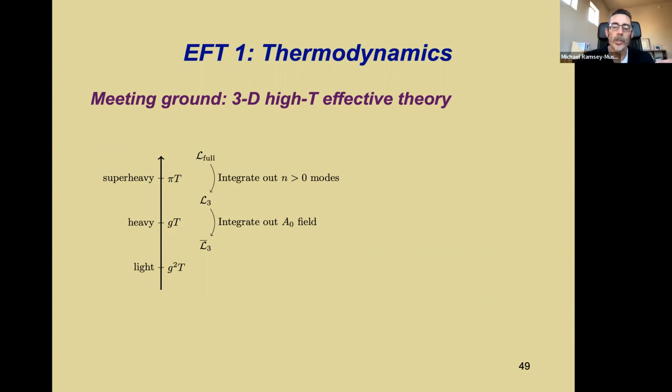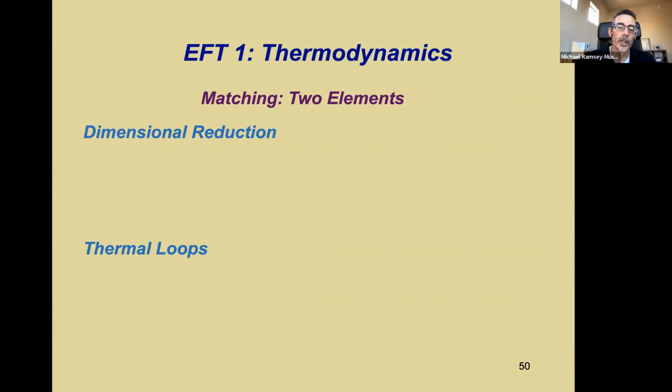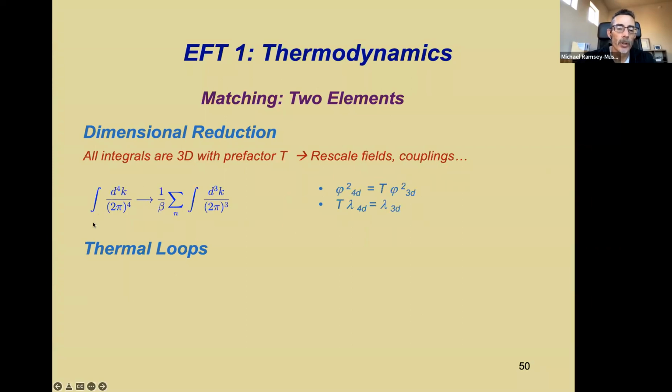Now, in doing that, there are two steps to how this goes. There's dimensional reduction, and then there's matching that involves loop effects. For dimensional reduction, the idea is pretty simple. We start with our four-dimensional integrals and, using the imaginary time formalism, transform them into three-dimensional momentum integrals with the coefficient of temperature, 1 over beta is temperature, and a sum over all the Matsubara modes. And so from here on, since we're in a three-dimensional situation, it's useful to rescale the fields and the couplings with factors of the temperature, which I've shown here on the right. So that's kind of the basic dimensional reduction.